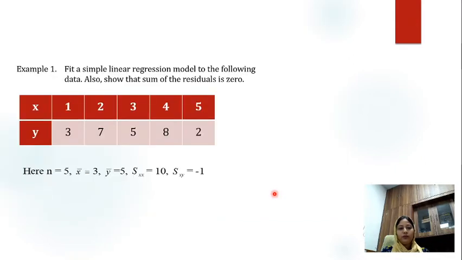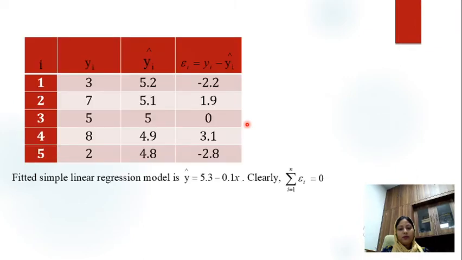Example 1. Fit a simple linear regression model to the following data. Also show that the sum of residuals is 0. So you can solve and then check your answers. The fitted model is coming out to be this, and you have to check whether the sum of epsilon i is 0 or not. You're supposed to calculate y hat and epsilon i hat and then check your result with this table.